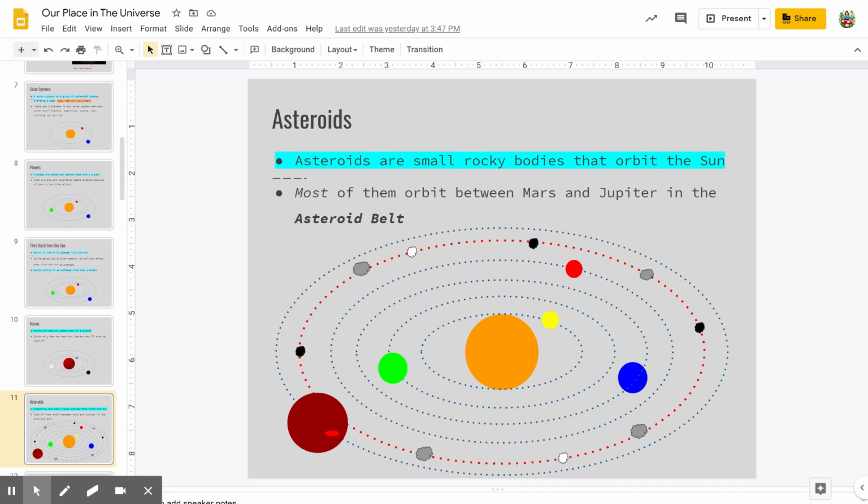All right, the next object is an asteroid. Asteroids are small rocky bodies that orbit around the sun. Most of them orbit between Mars and Jupiter in what we call the asteroid belt. So if you look at that red line right there, that's where the asteroid belt would be. Because we'll start with the first planet, that's Mercury, and the next one is Venus, then we have Earth, and then Mars, and then between Mars and Jupiter, we have that asteroid belt. All those asteroids are orbiting around the sun.